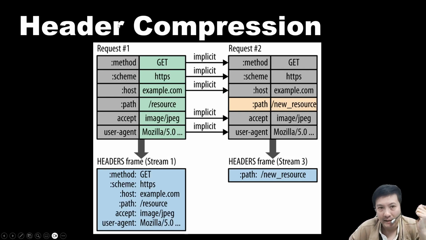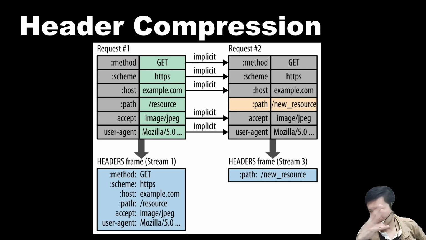Also the header: if you monitor a web request, you see the header always duplicates the data. It is always the same, and if there is no change, it should not be sent. So for HTTP/2, the header size is reduced to this style. It's much less data in the header.